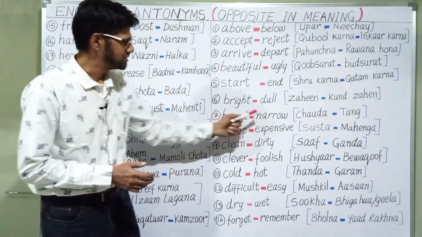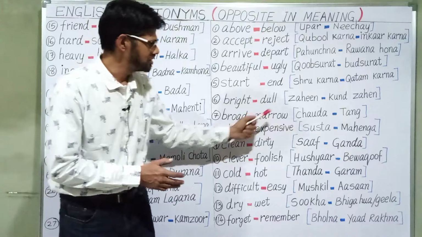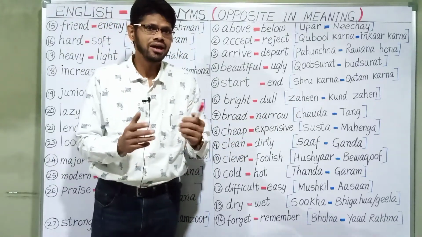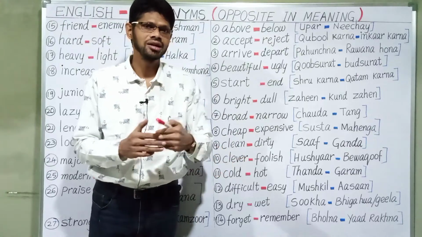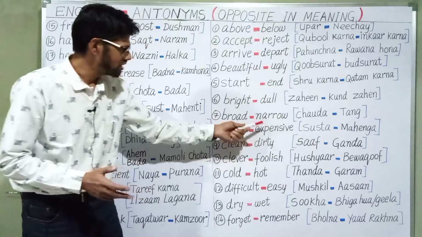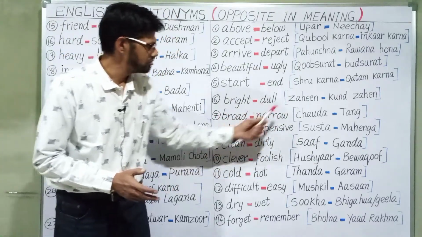Next one, broad, narrow. Broad means चौड़ा, and narrow means तंग. So there is a very narrow lane. Hardly we can pass through it. So narrow means तंग. What is the opposite of narrow? Broad. Broad means चौड़ा and narrow means तंग.